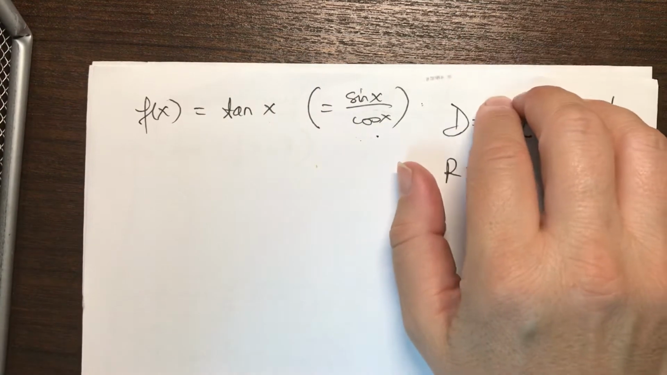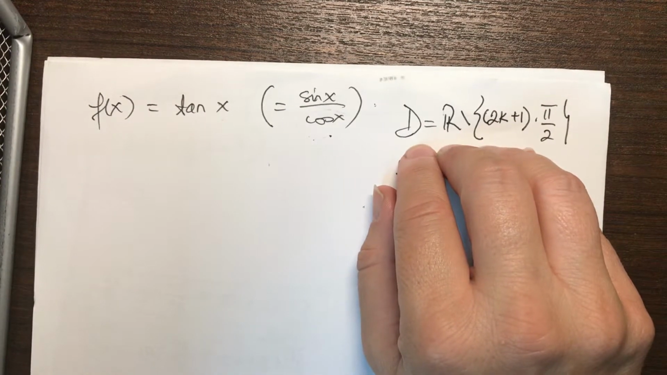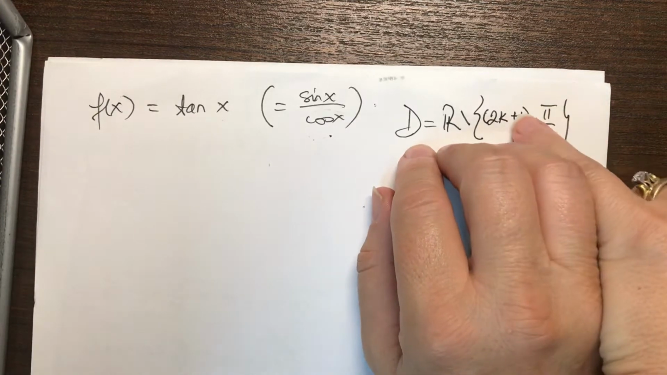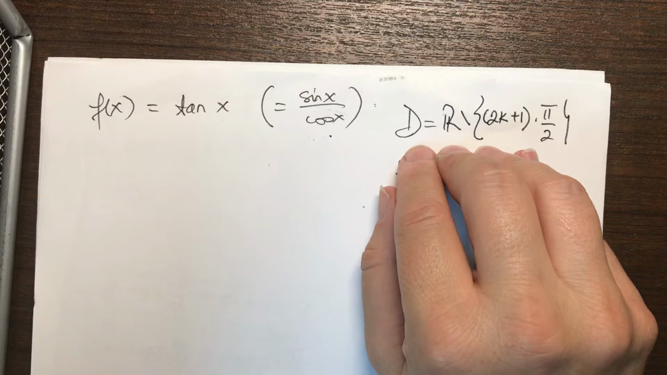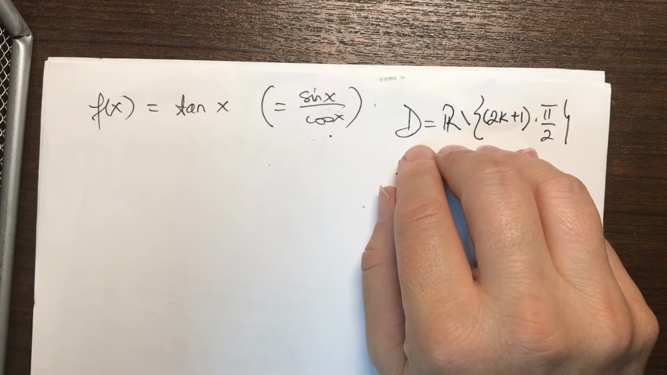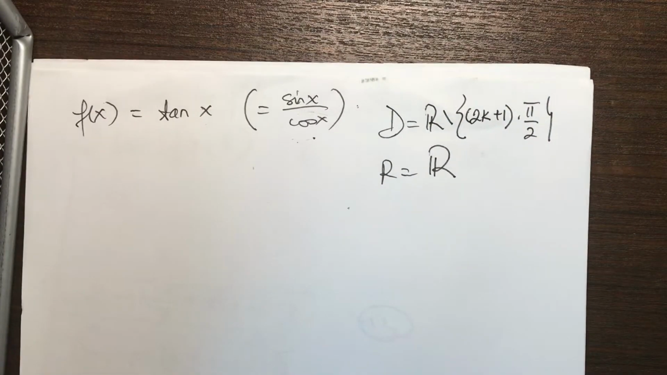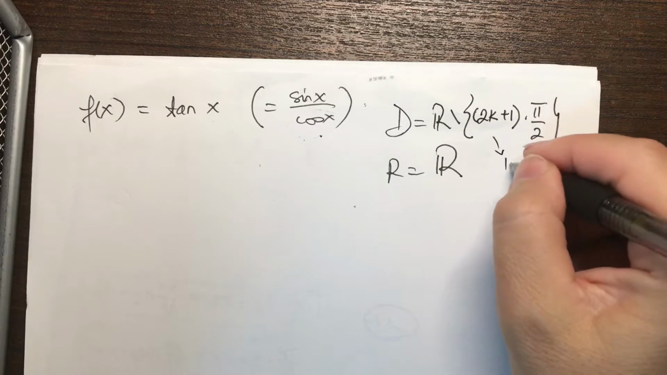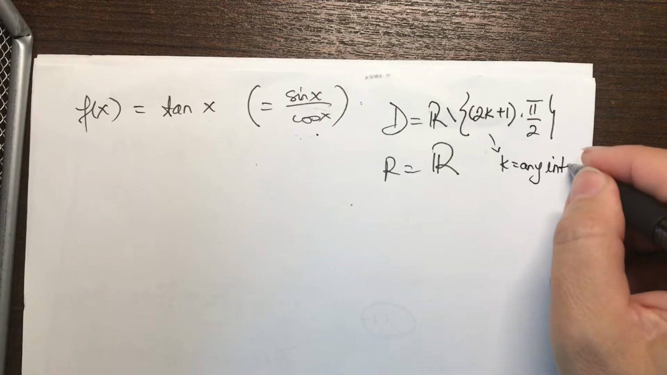If you remember, how do we write an odd multiple of pi over 2? It's undefined at 1 pi over 2, 3 pi over 2, 5 pi over 2. Any odd number we can write as 2k plus 1, and that's going to turn into an odd multiple of pi over 2. So any odd multiple of pi over 2 has to be excluded from the domain. The range of the tangent function is in fact all real numbers. This k is any integer. You have to write that, or else I wouldn't know what k is.